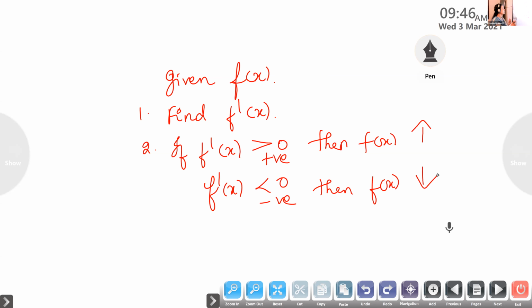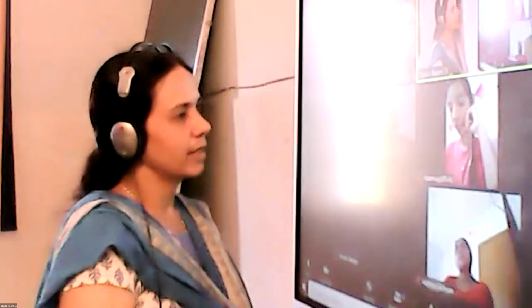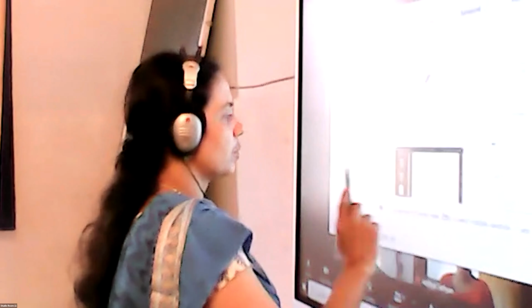So when a function is given, first we have to find the derivative. And we have to check whether it is positive or negative. Then we can understand whether it is increasing or decreasing. Okay. Now look at the next problem given there.